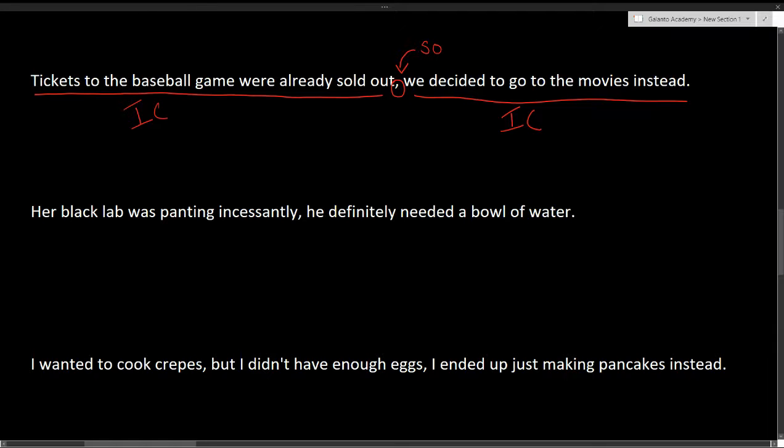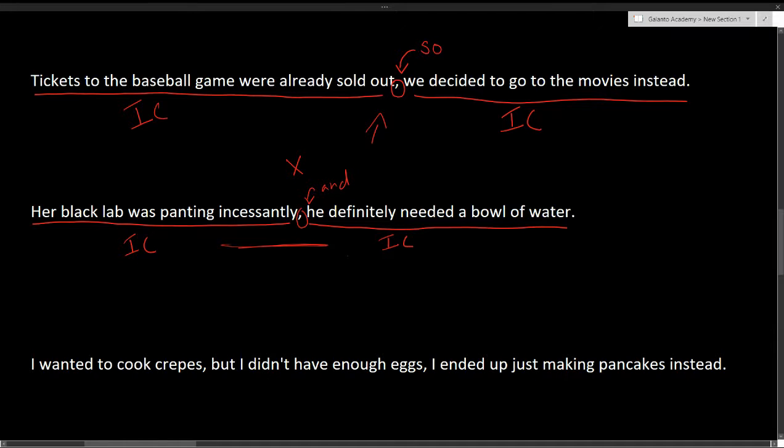So again, let's check and make sure that these are full sentences on their own. Her black lab was panting incessantly. Yep, full sentence, independent clause. He definitely needed a bowl of water. Yep, full sentence, independent clause. And we know that this is an incorrect sentence because we can't just have a comma join two full sentences together. So there are really two ways we could fix this. We could do what we did with this sentence up here and add in a conjunction. So her black lab was panting incessantly, and he definitely needed a bowl of water. That would make it grammatically correct.